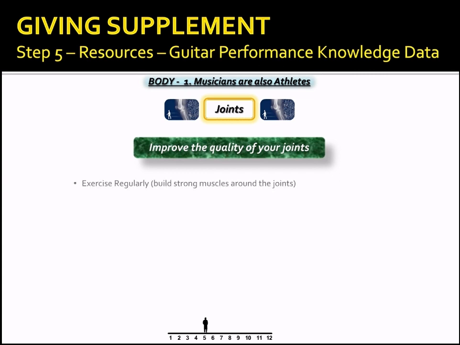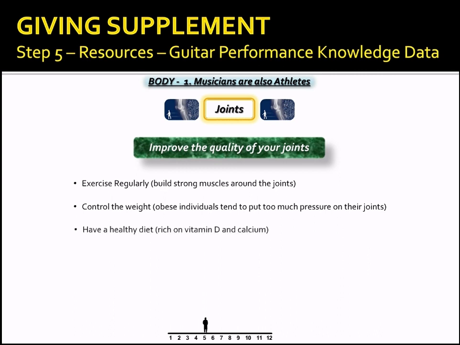Exercise regularly, build strong muscles around the joints, control the weight. Obese individuals tend to put too much pressure on their joints. Have a healthy diet, rich in vitamin D and calcium. Avoid smoking, avoid drinking too much alcohol, and avoid joint injury.